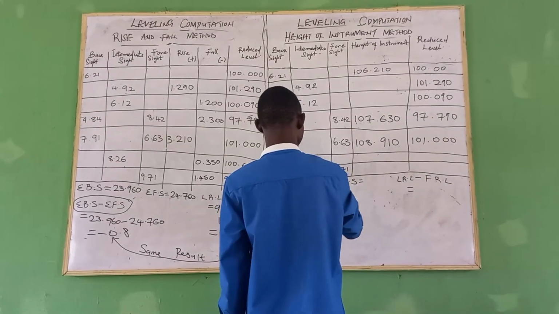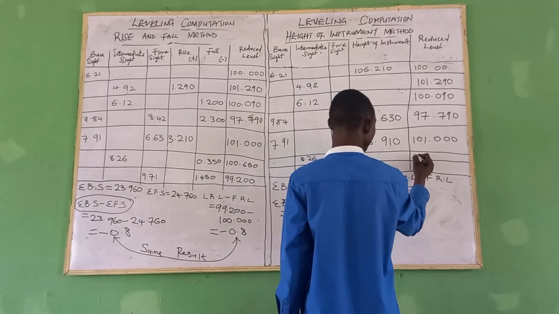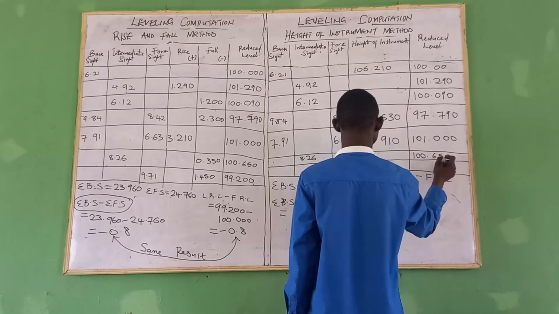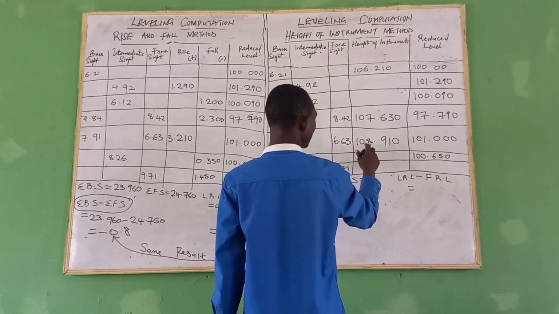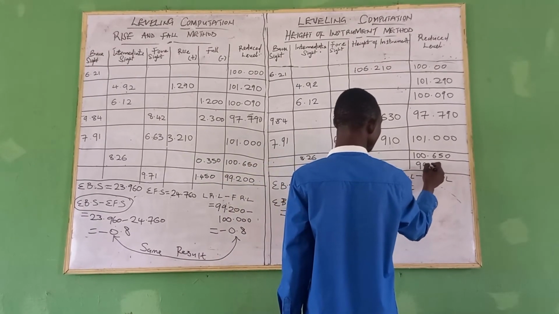Now 8.26 subtract from 108.910. What do we have? 100.650. And then 9.71 subtract from 108.910. What do we have? 99.200.